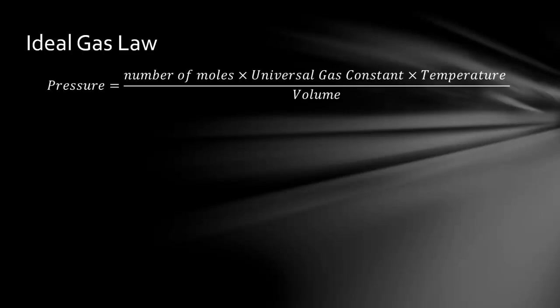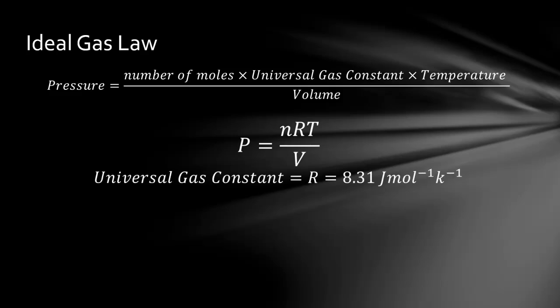This brings me to the next slide, the ideal gas law. Now, the ideal gas law states that the number of moles of a gas times the universal gas constant times the temperature of that gas divided by the gas's volume equals the pressure that that gas exerts on its container. If we put it in an equation, we get P for pressure equals nRT divided by V. The universal gas constant, which is capital R, equals 8.31 joules per mole Kelvin.